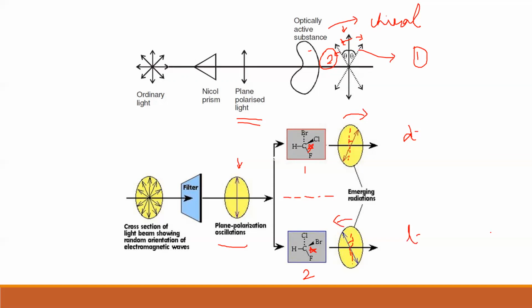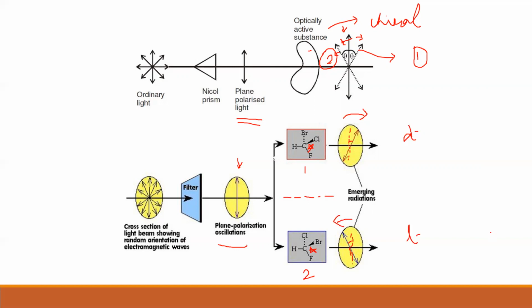Clear? So let me repeat this entire concept once again, the concept of optical isomerism. Optical isomerism is a type of stereoisomerism where two or more compounds have the same molecular formula but differ in the arrangement of atoms in space. A compound is said to be chiral if it has a chiral center. Now, what is a chiral center? A chiral center is a carbon which is attached to 4 different groups.